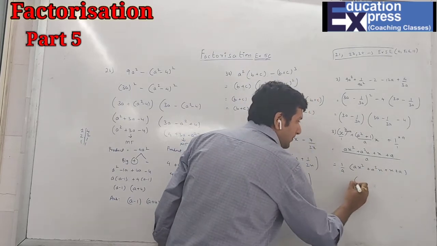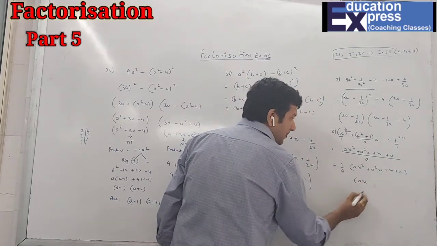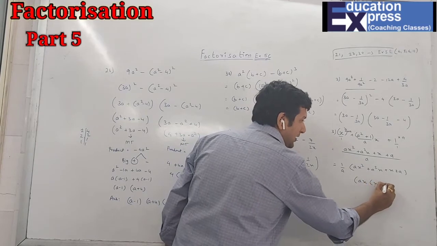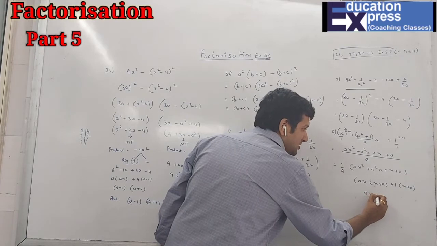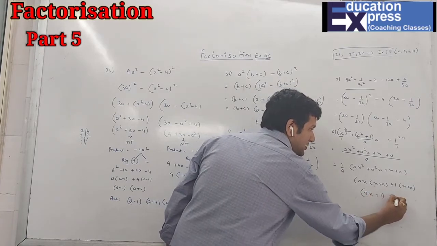Now what is common over here? ax. In the bracket, x plus a. There is nothing common, x plus a. So now what is left is x, ax plus 1 and x plus a.